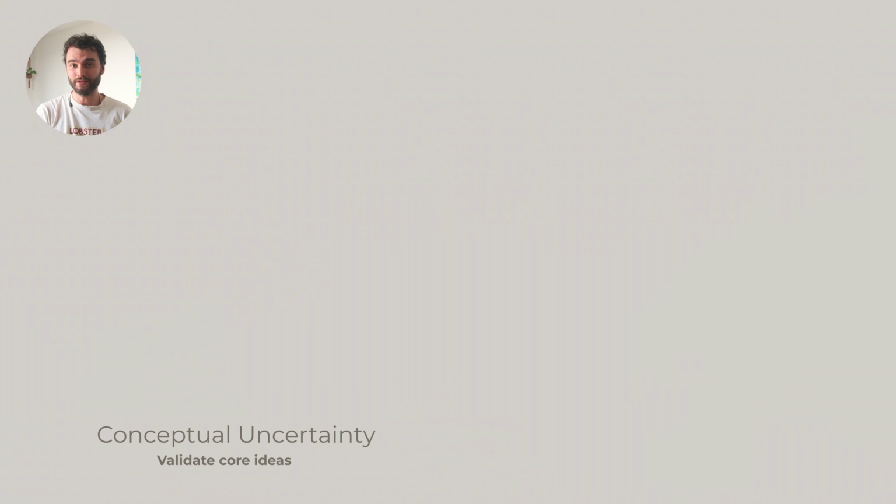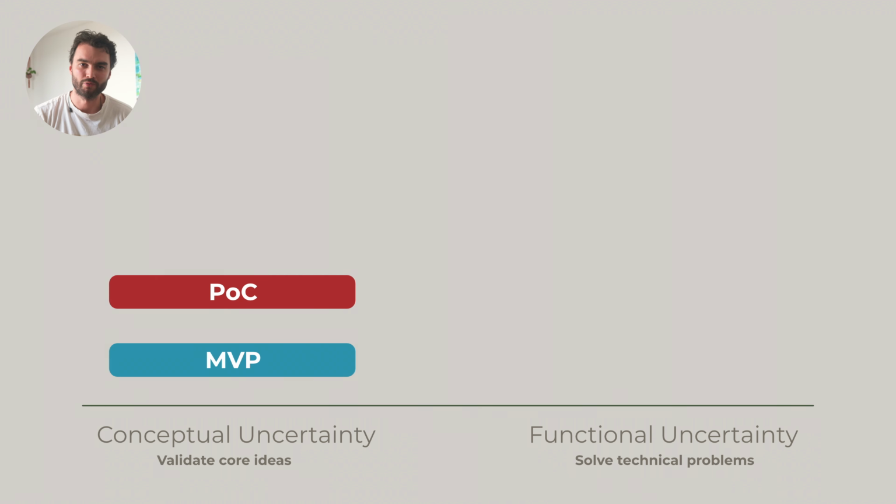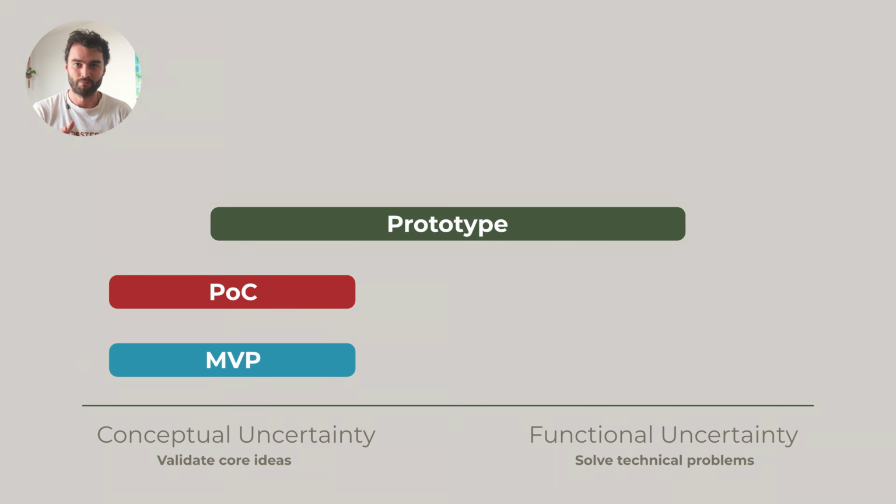When you are confident about this, you start building, and we get into the functional uncertainty. Here you will solve technical problems, ensure the design works well, get different parts of the product to work together properly, and ensure the product does what it's supposed to do without issues. The MVP and proof of concept will get you confidence in the conceptual uncertainty. Prototyping is quite a broad technique, from low fidelity that answers questions in this area to high fidelity that answers questions more in the functional uncertainty.